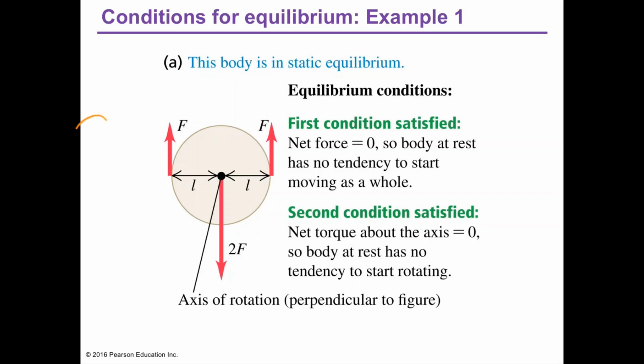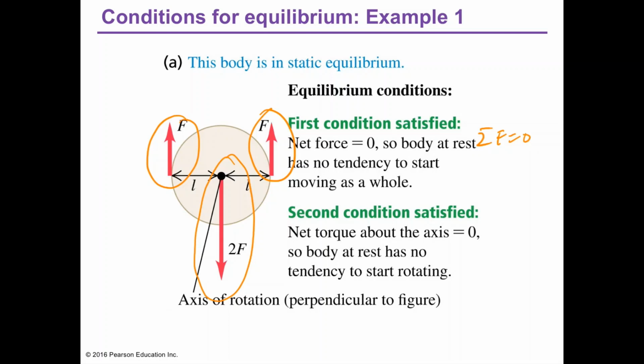If you look at the forces, you have two forces that add up to 2F pointing upward. You have another force running in the opposite direction, pointing down, and the three forces cancel out. So basically the net force is equal to zero, so the body will not start translating.